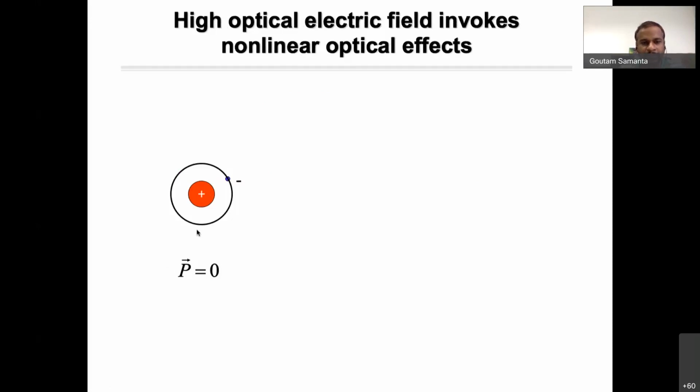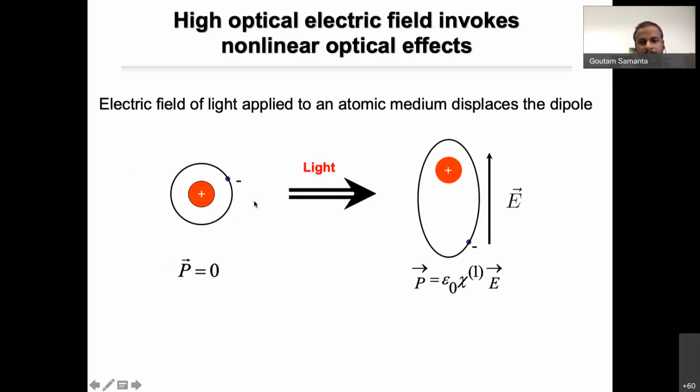So if there is no external field, then there is no dipole moment, so net polarization is 0. Now, if you put in an electric field through light, then the electric field of the light will push that electron away from the nucleus, forming a dipole. And this dipole will also oscillate in the varying electric field of the light. So that is a dipole oscillation, and that oscillating dipole will emit radiation.